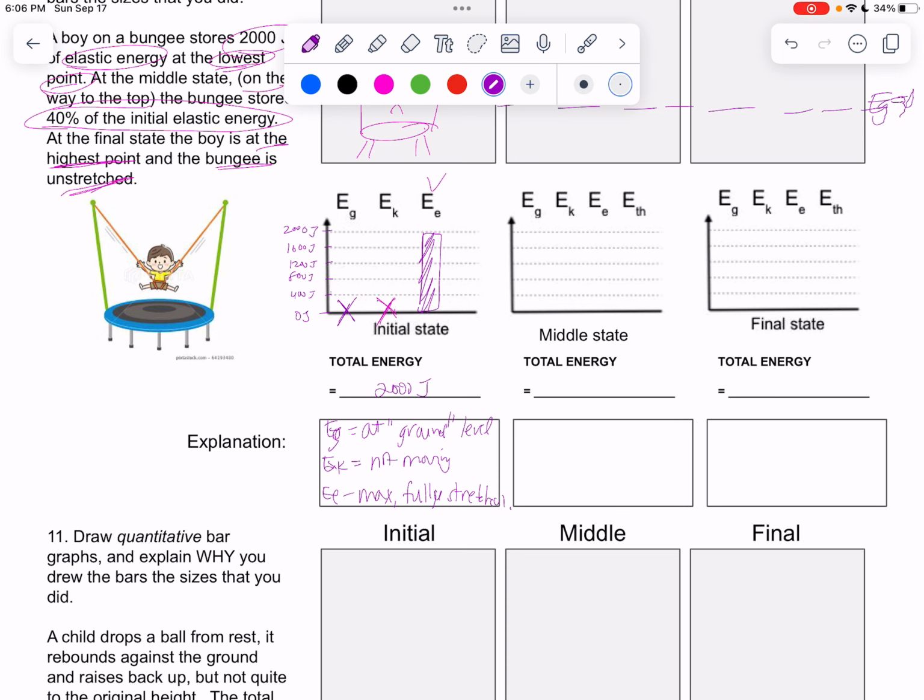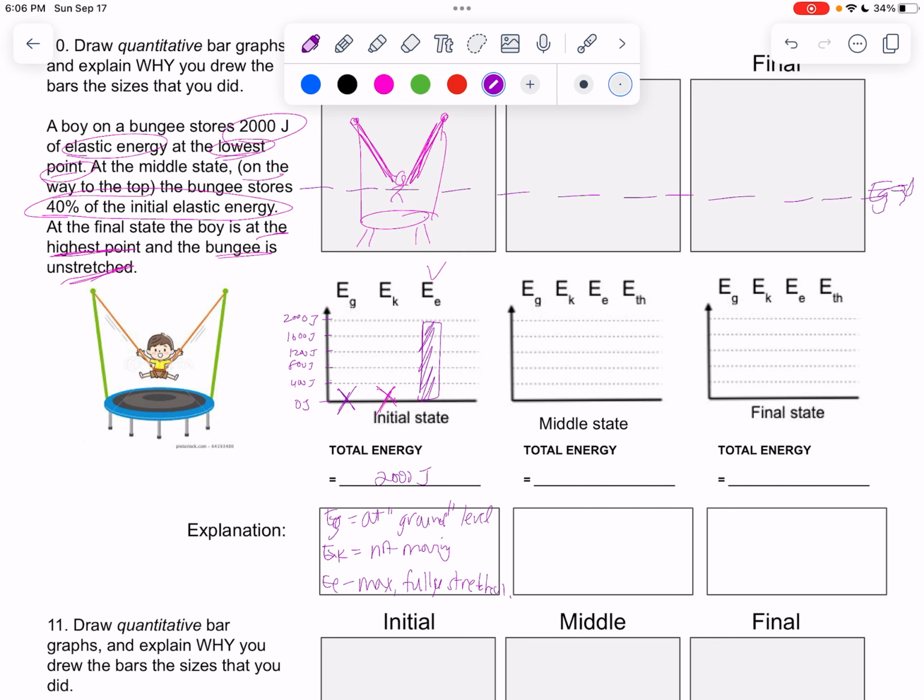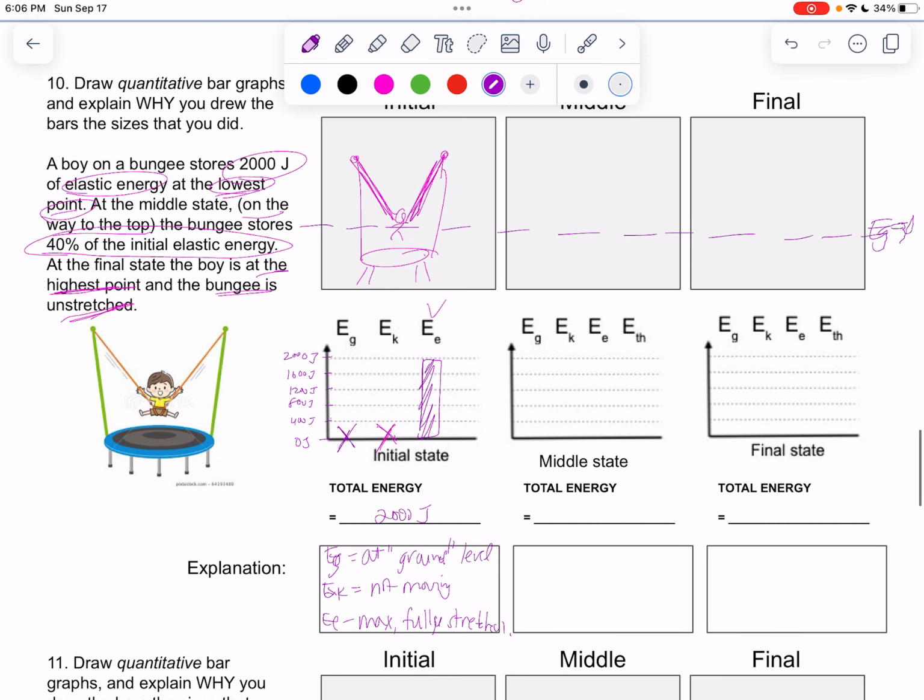All right. At the middle state on the way to the top. Okay, here we go. So he's not at the top yet, so maybe he's like here or something, let's say. The bungee stores 40% of the initial elastic energy. Oh, 40%. Okay. All right.